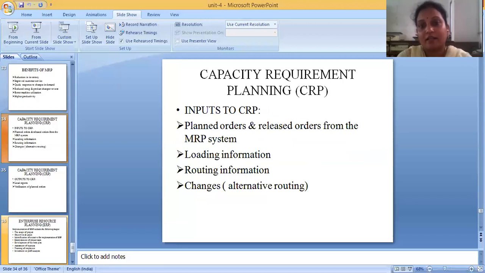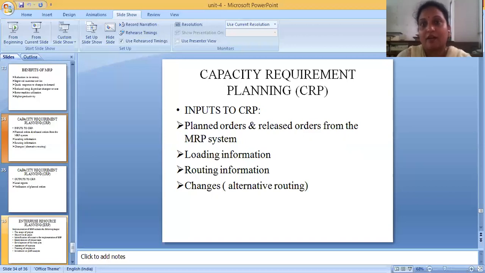So next one is the capacity requirement plan. What are the things that you need to increase the capacity of your organization? So here are a few inputs. First one is planned orders and released orders from the MRP system. What are the present orders we have? What are the orders that we have released? Meaning, what are the orders that we are presently dealing with, and what are the orders that we are going to get in future? So this is the input to CRP, that is capacity requirement planning.